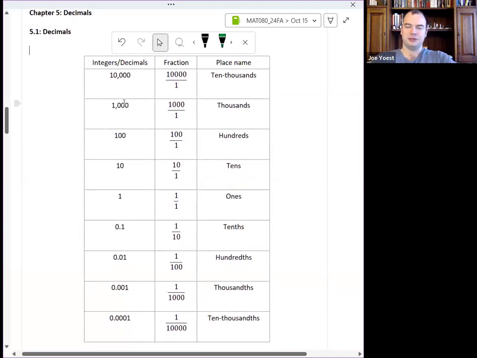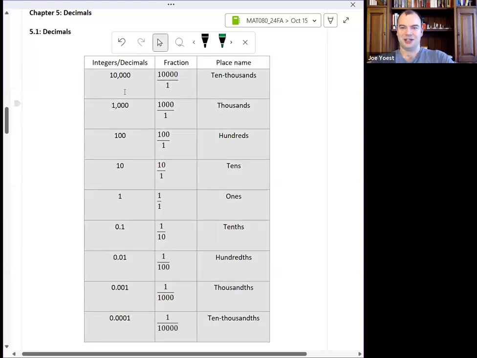Okay, so let's think first about integers or natural numbers. I have, for instance, a number like, say, 10,000. I could think of this as a fraction.